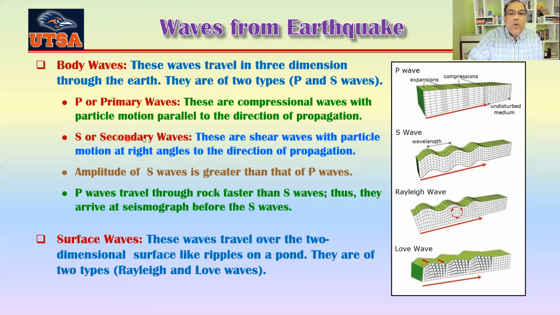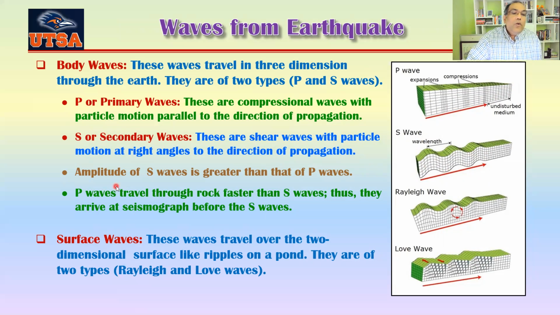And then the secondary wave, these are shear waves, where the motion is perpendicular to the direction of the wave. Okay, so that's your shear wave. So this one has a right angle to the direction of propagation. If this one propagates like that, this one is going like this, and here this one is going like this.